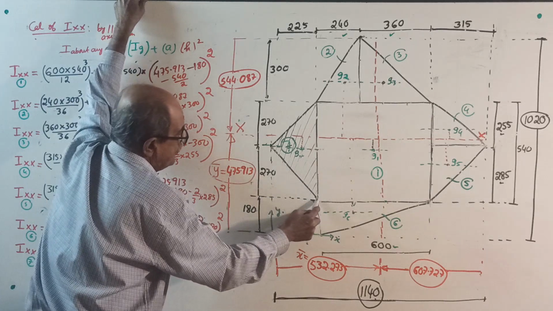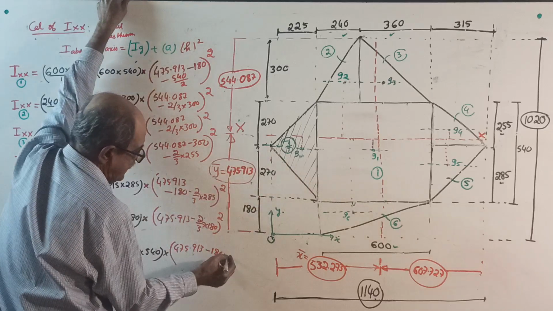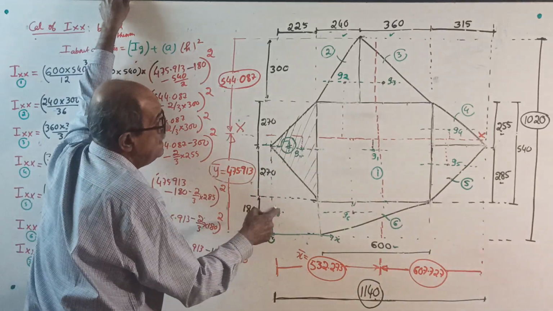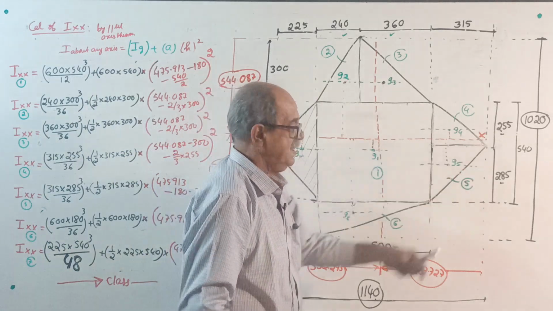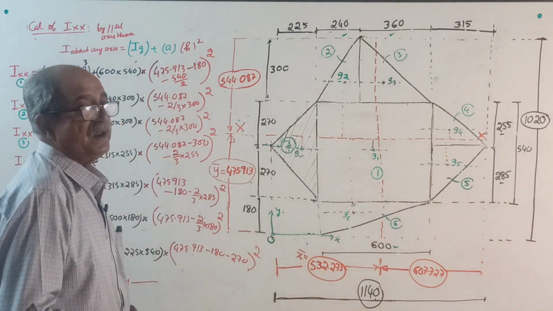Also subtract from here to here. That is exactly 270. Either write 270 or write half of 540. Whole square over. Everything is over.